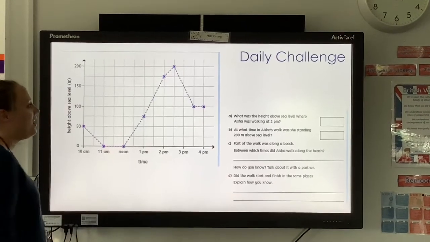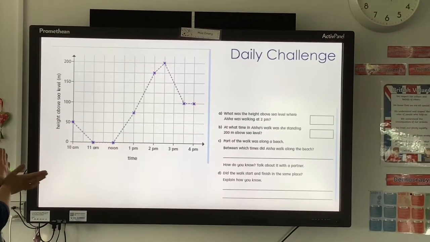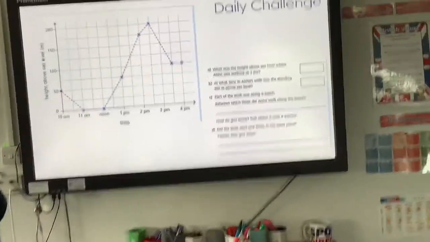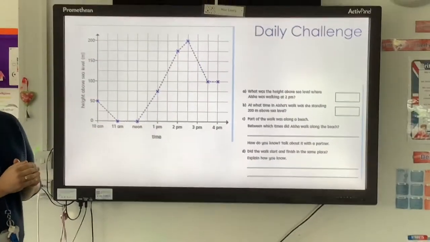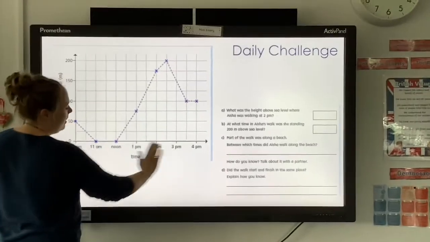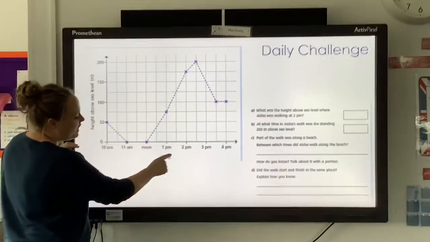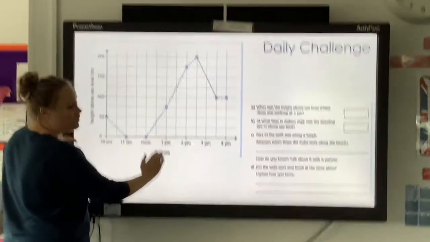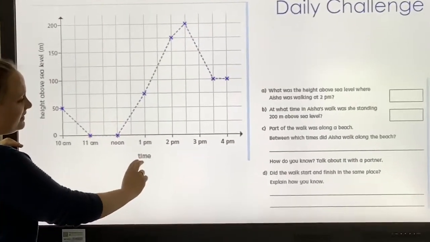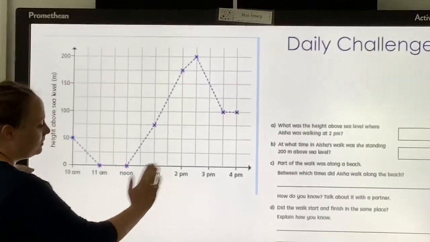So, line graphs. Here is your graph. Now the most important thing with a graph is to take your time and to look really carefully at what the axes are telling you. So if we look first along the x-axis of this graph, we are given a big clue here. They're labelled. Graphs are always labelled. So this x-axis is about time.